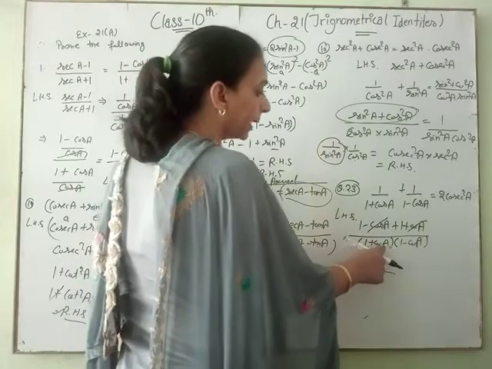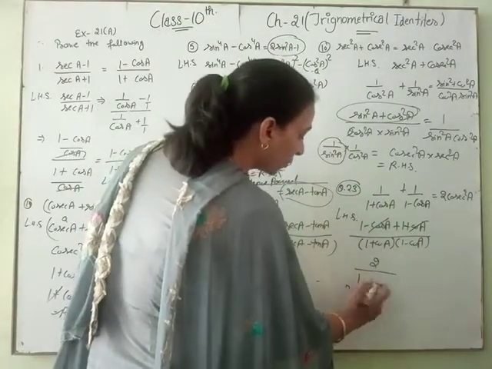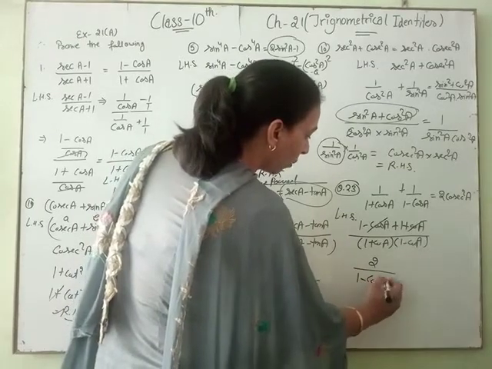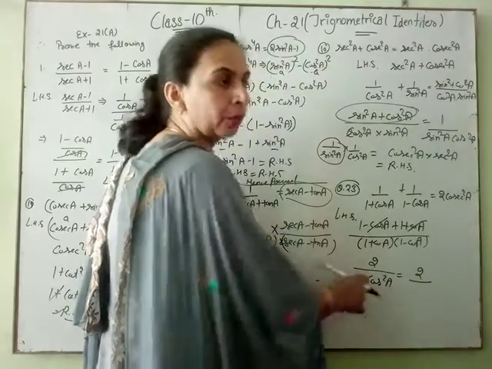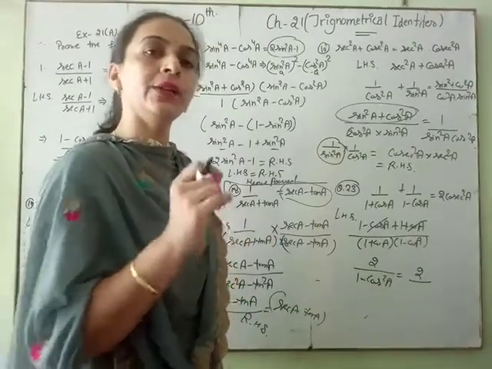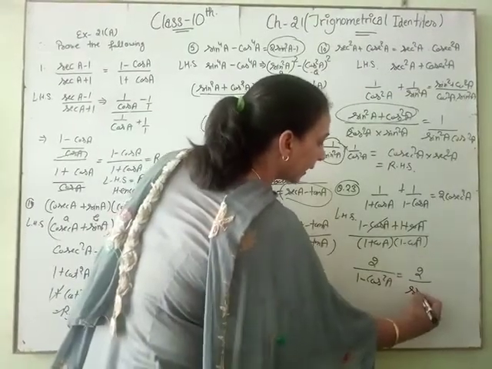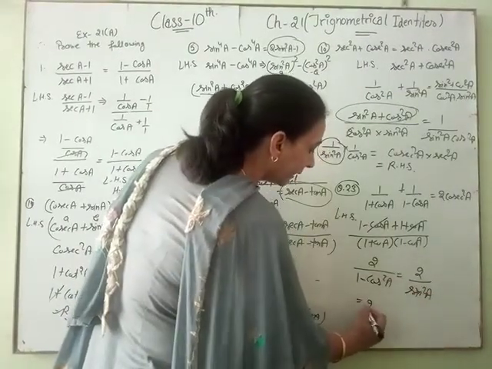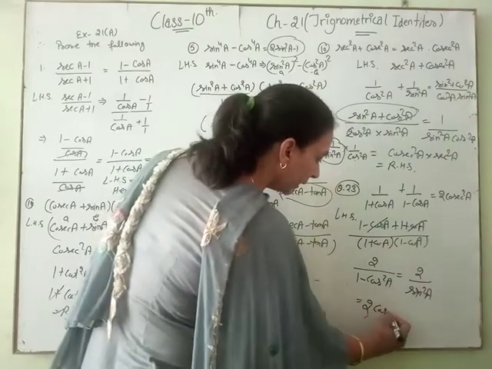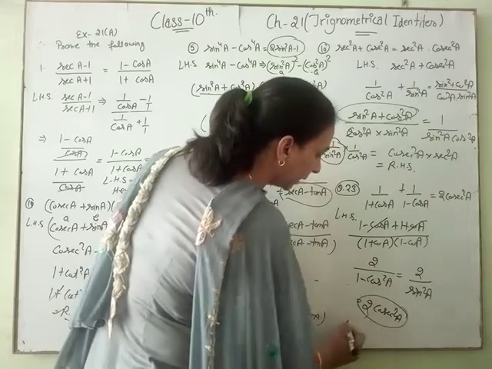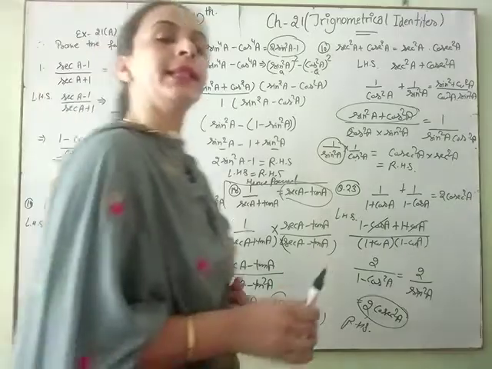That means A plus B, A minus B, this equal to A square minus B square. 1 square minus cos square A. 2 by 1 minus cos square A. According to sin square plus cos square equal to 1, 1 minus cos square is sin square A. And 2 as it is, and 1 by sin square. 1 by sin square equal to cosecant square A. Okay, and this equal to right hand side. Left equal to right hand side.